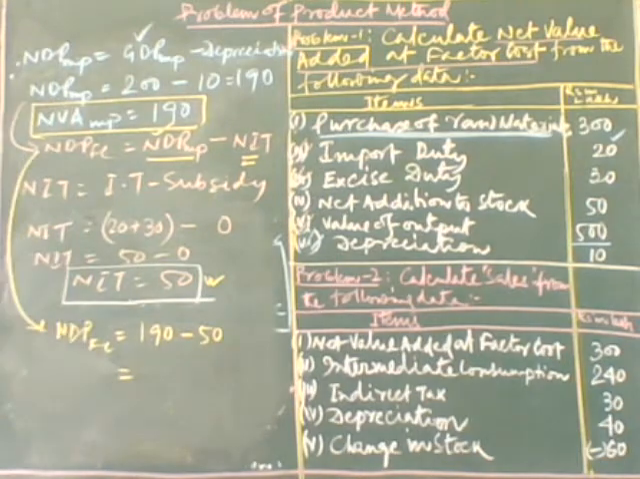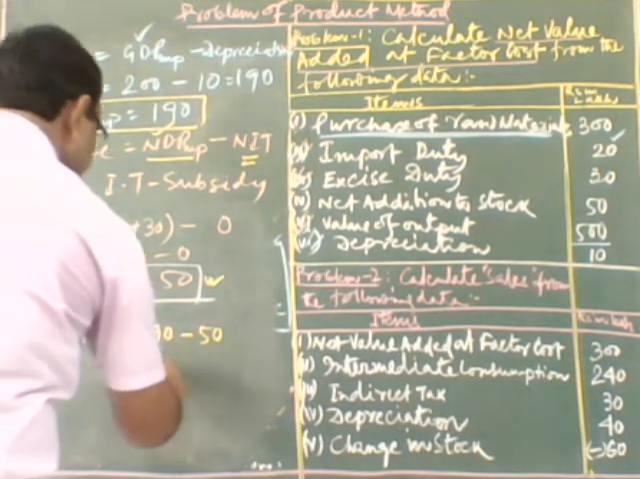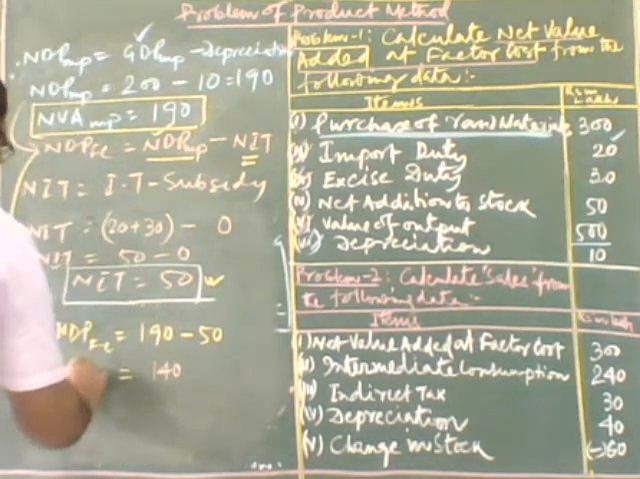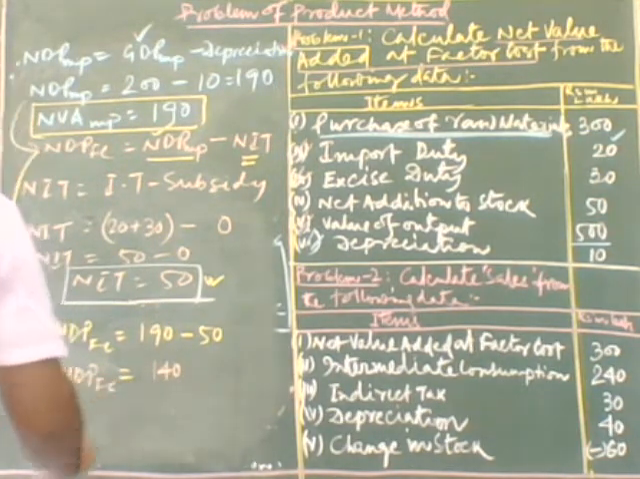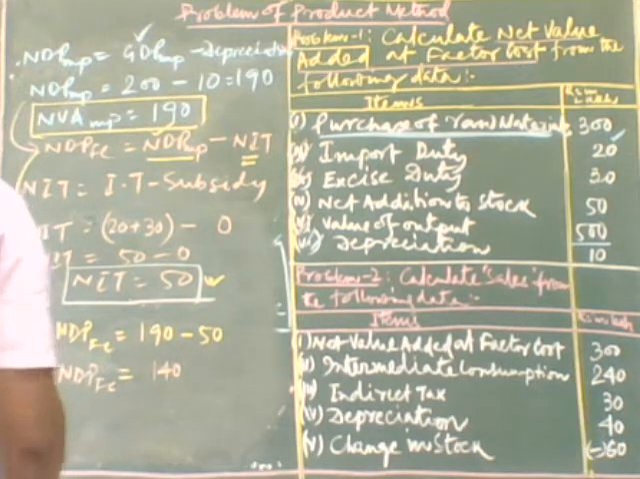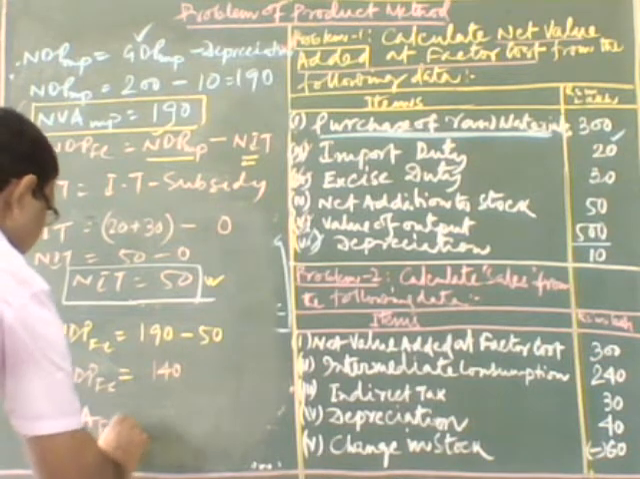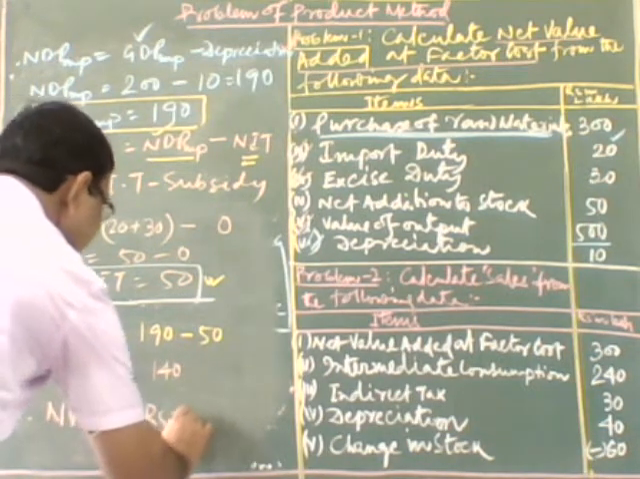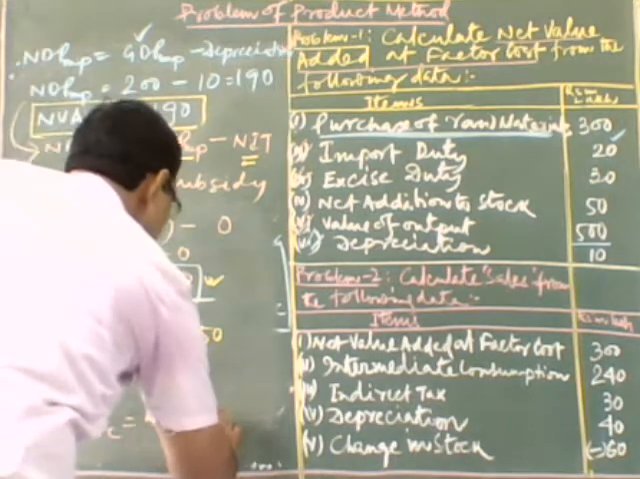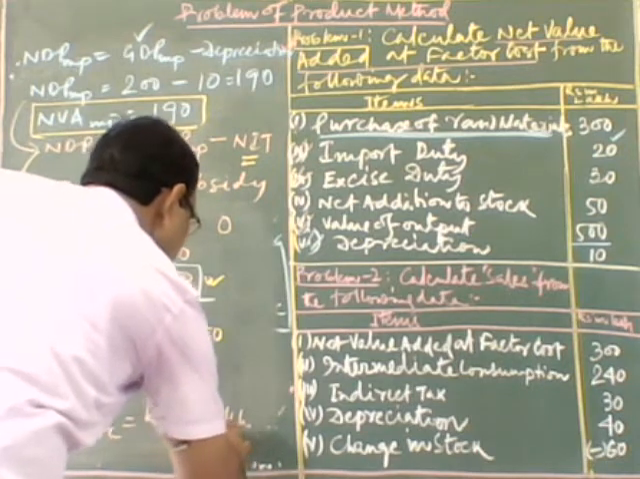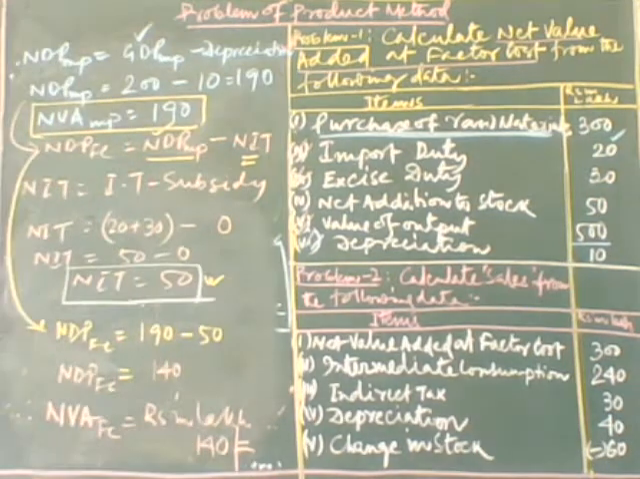Therefore, 190 minus 50 is equal to what? 140. So NDP at factor cost is equal to 140. Therefore, NVA at factor cost is equal to rupees in lakh 140. This is the answer. Okay.